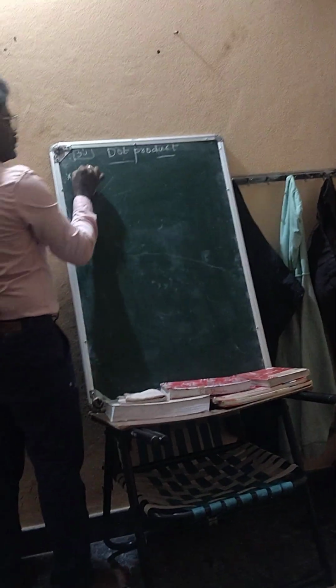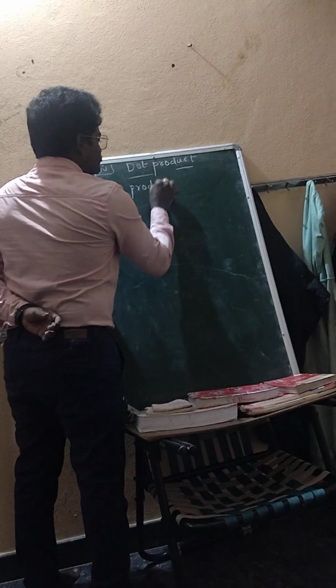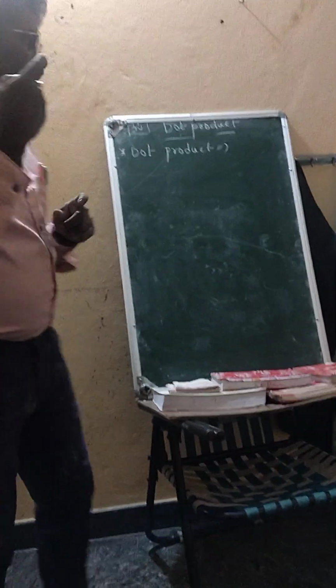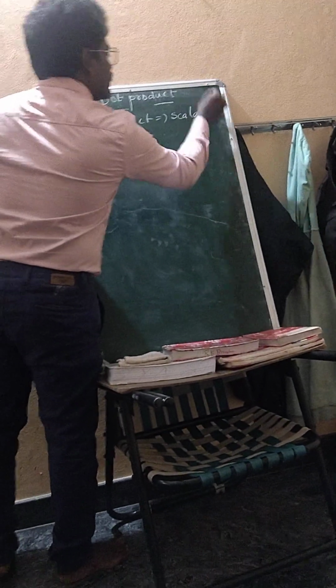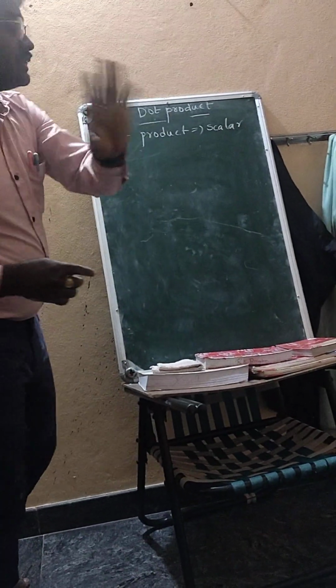Dot product. What is the meaning of dot product? Dot product produces a scalar. Dot product is represented as a scalar.